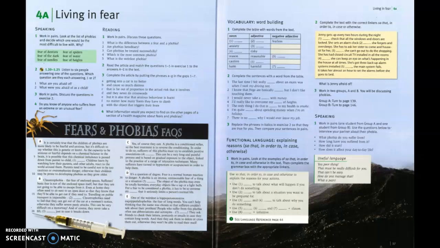Now we're going to look at the grammar, which is explaining reasons using different linking devices. So that, in order to, in case, and otherwise, all useful. The first thing I would do is get the students to look back at the text and find 4 sentences, one that contains each of these linking phrases.